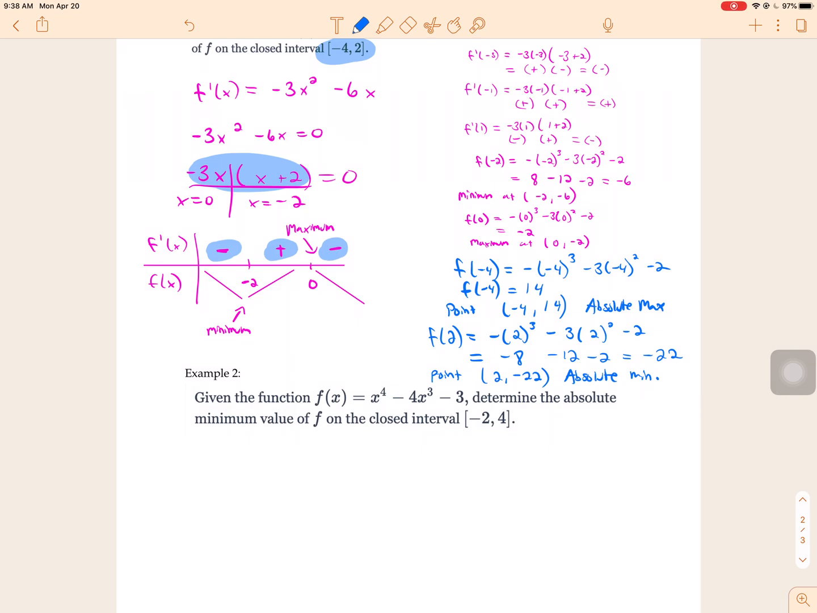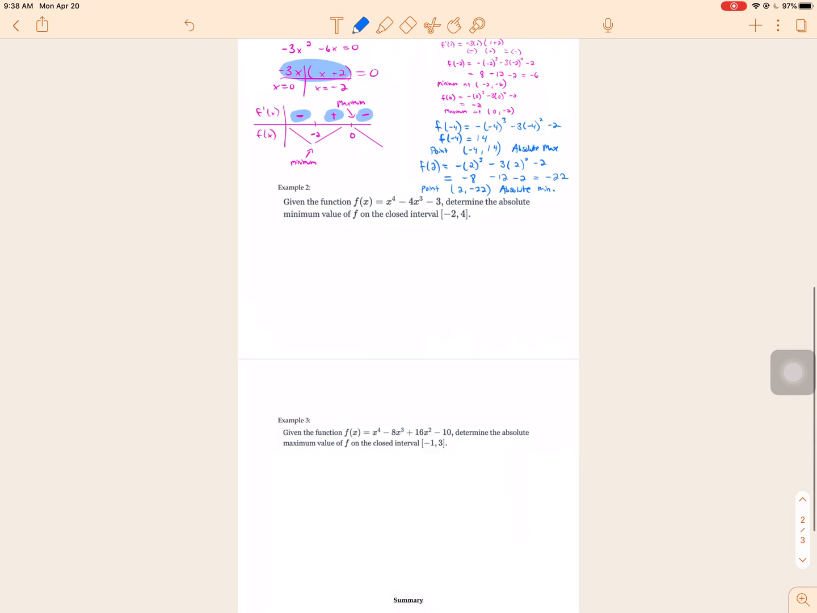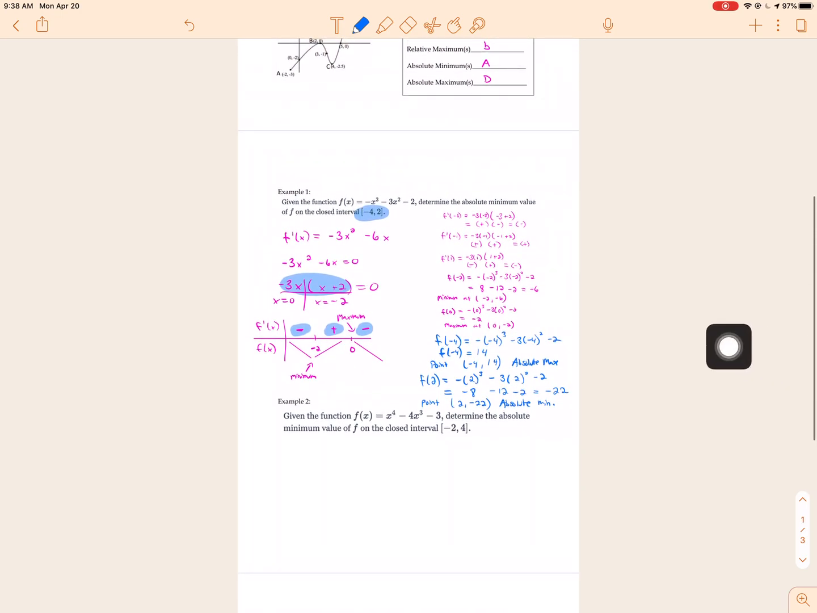There you go. Okay, so what I'd like you guys to do is try 2 and 3, and I'll post the key eventually, and you guys can check it. Again, do the first derivative test to find the relative mins and maxes, and then go back in and plug in the endpoints to see if they might be higher or lower, and there you go.